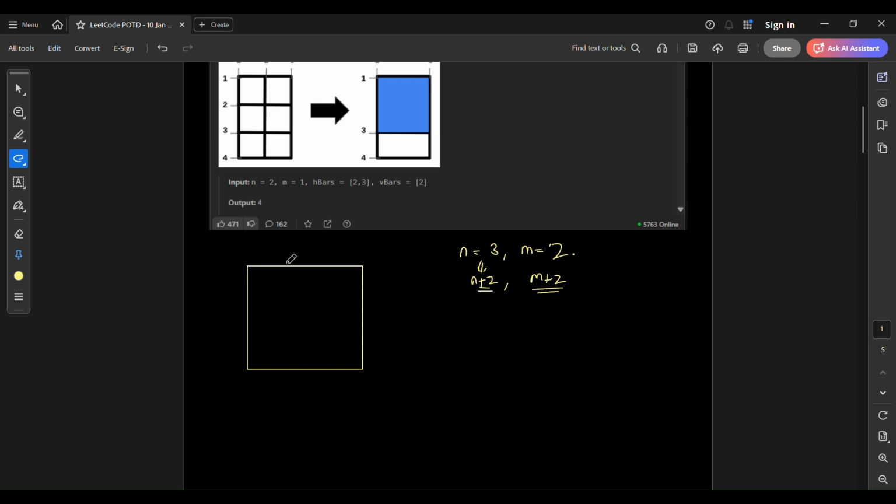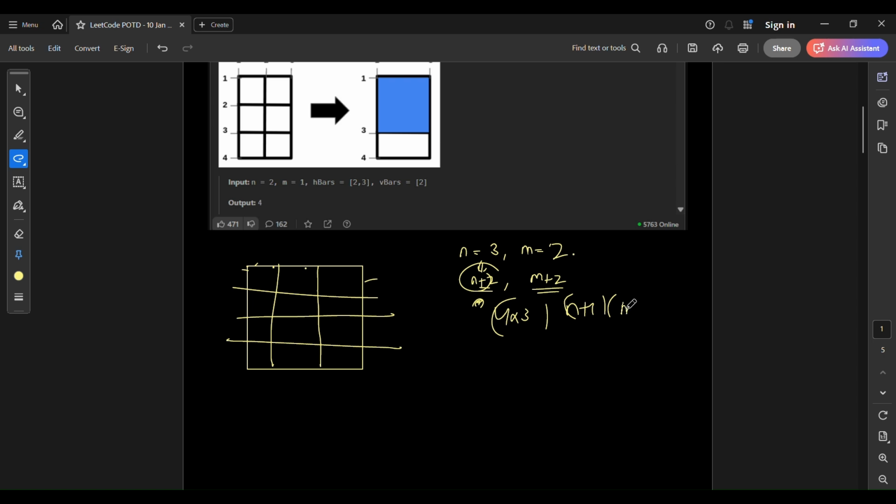What does it mean? Why is it plus 2? Because it will be adding the outer side bars. And there are three in between lines: first is this, second this, and third this. So n plus 2 means five lines: 1, 2, 3, 4, 5. m plus 2 means there will be two lines inside this grid, I'm not talking about the outside. So 1 and 2, and it makes the total m plus 2 bars, that is 1, 2, 3, 4. This makes generally a grid of 4 cross 3, that is n plus 1 cross m plus 1.